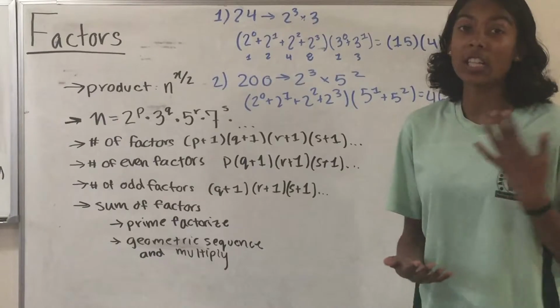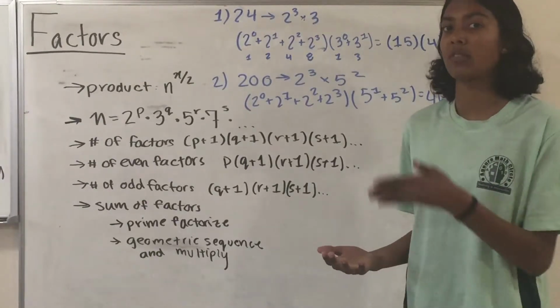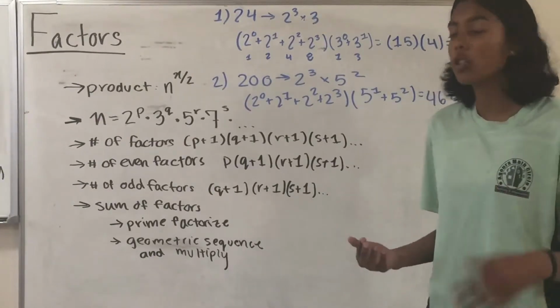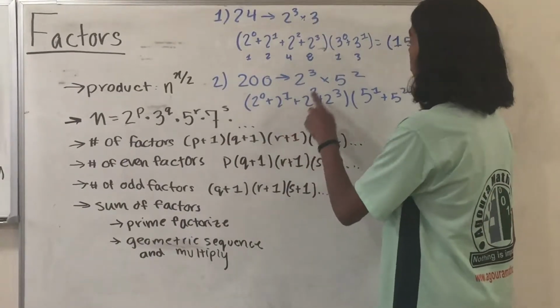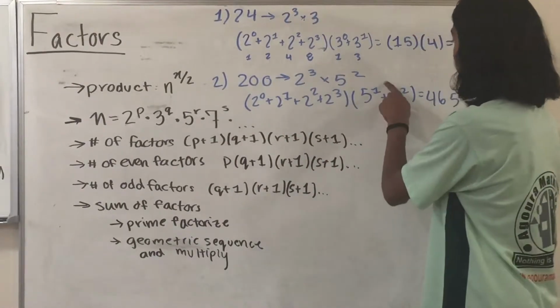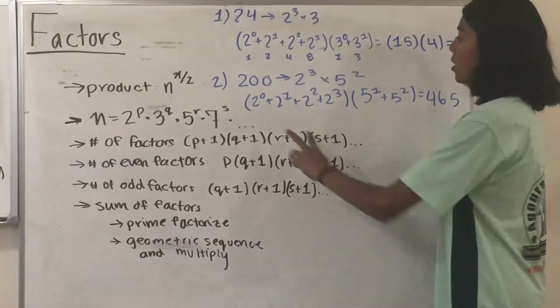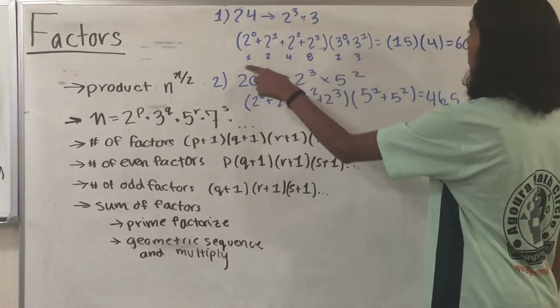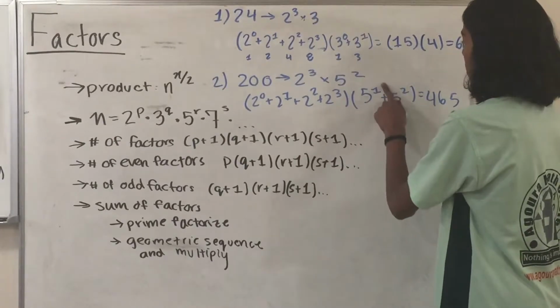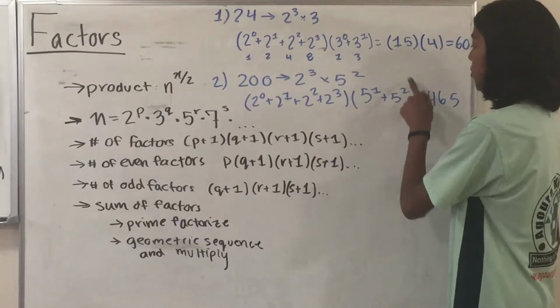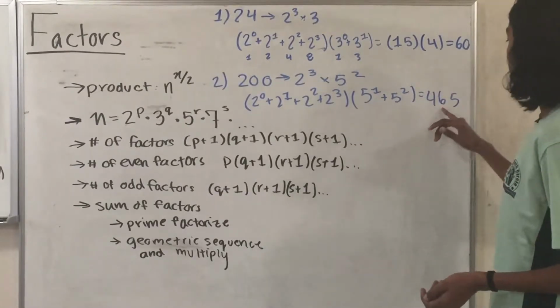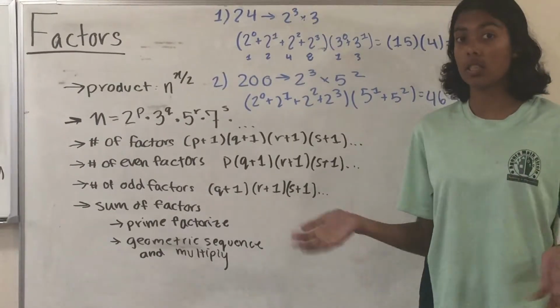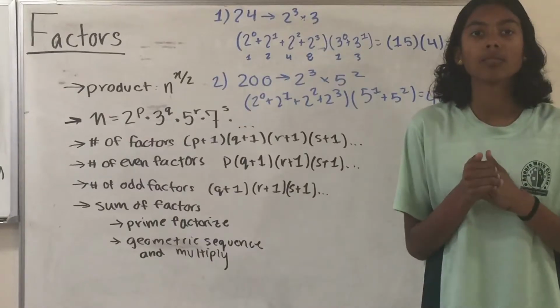So let's try a bit of a harder one, 200. If we prime factorize 200, we get 2 to the 3rd times 5 squared. And if we do the same steps as before, we do 2 to the 0 plus 2 to the 1st plus 2 squared plus 2 cubed, times 5 to the 0 plus 5 to the 1st plus 5 squared. So adding all these up, we get 15 like before, and 1 plus 5 plus 25 is 31. So 15 times 31 is 465, which is the sum of all the factors of 200.